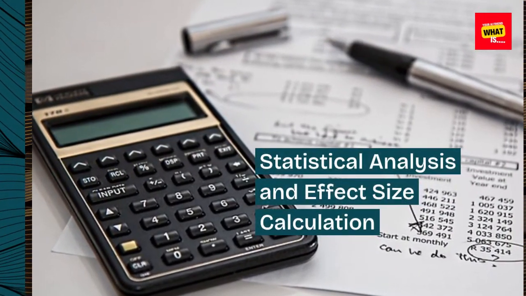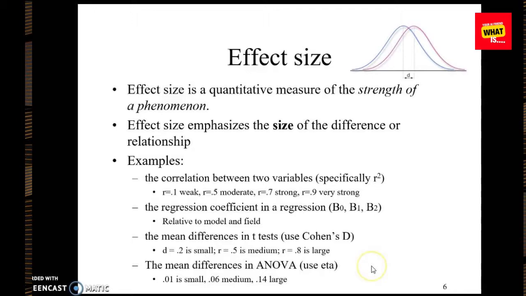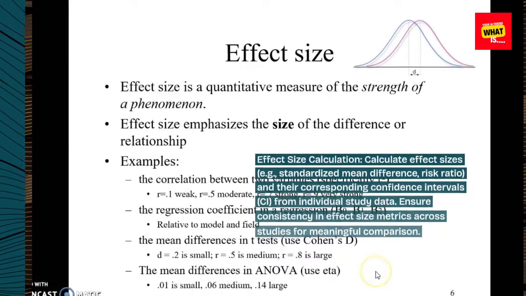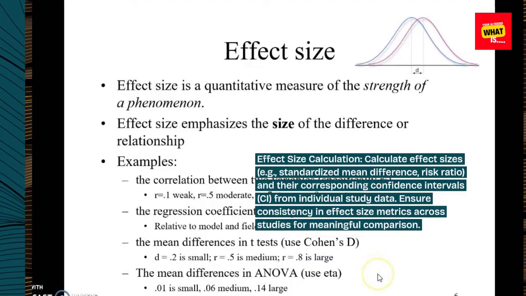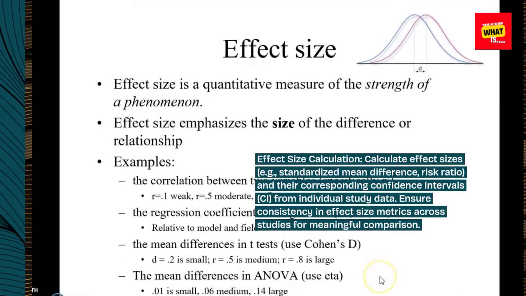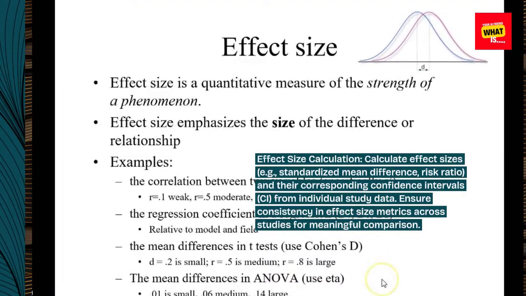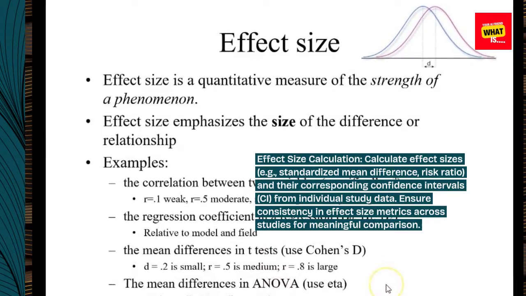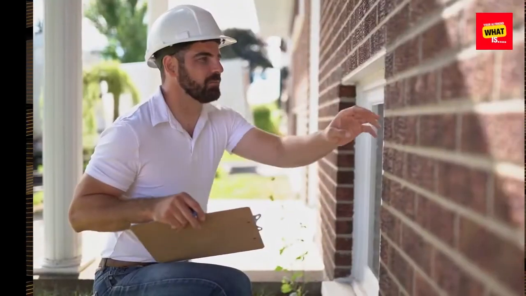Statistical analysis and effect size calculation. Effect size calculation: calculate effect sizes, e.g., standardized mean difference, risk ratio, and their corresponding confidence intervals, CIs, from individual study data. Ensure consistency in effect size metrics across studies for meaningful comparison.